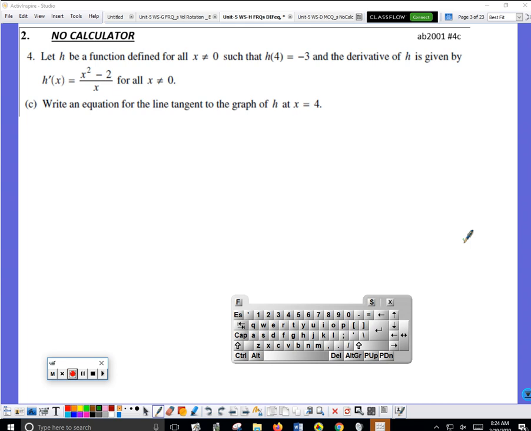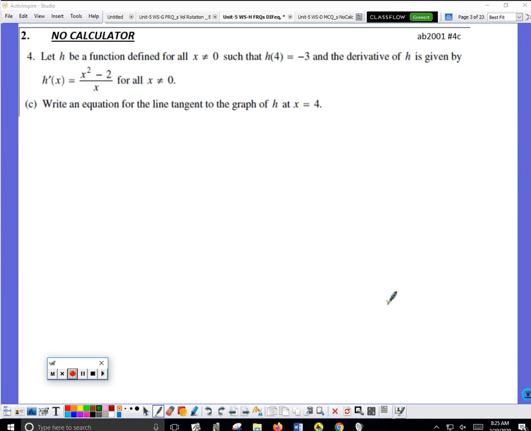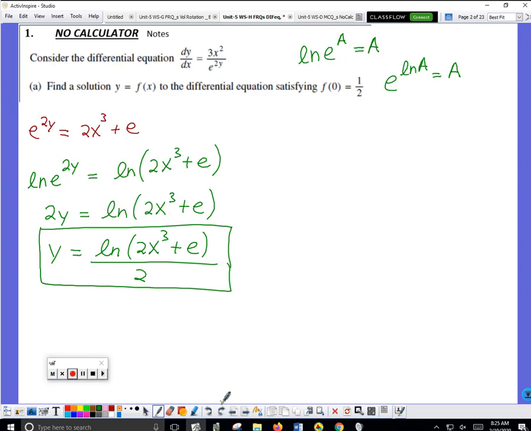You'll see questions that will use the words differential equation, like here. Just because they say differential equation doesn't mean you're trying to solve the differential equation. Unless they ask you to solve the differential equation, don't solve it.